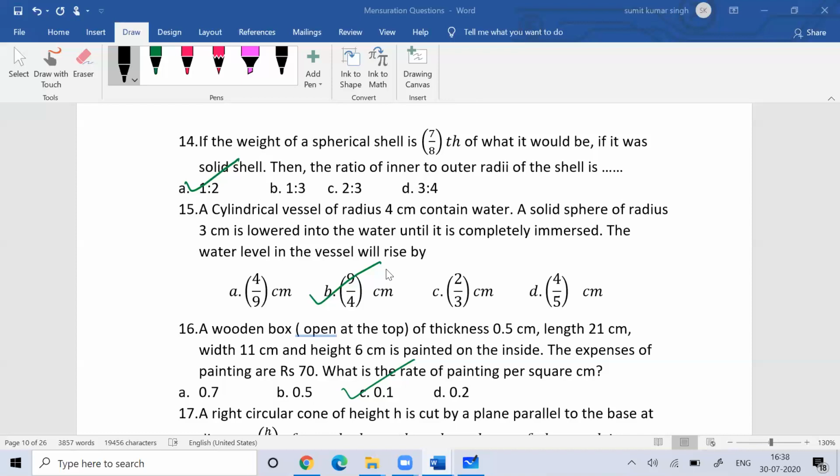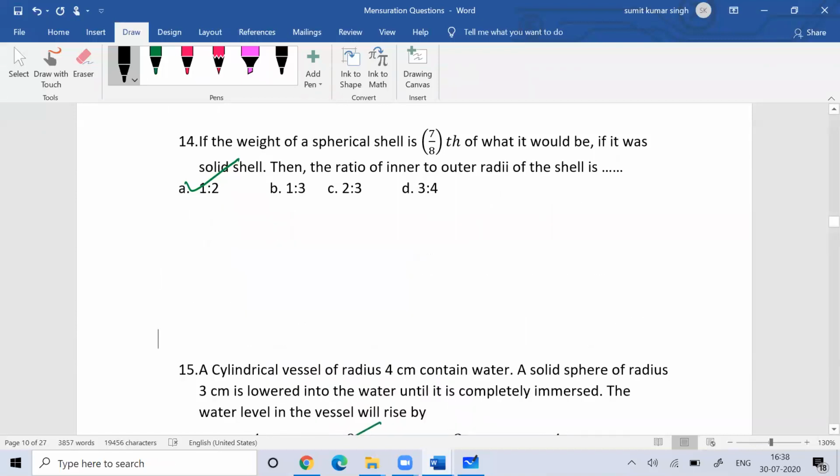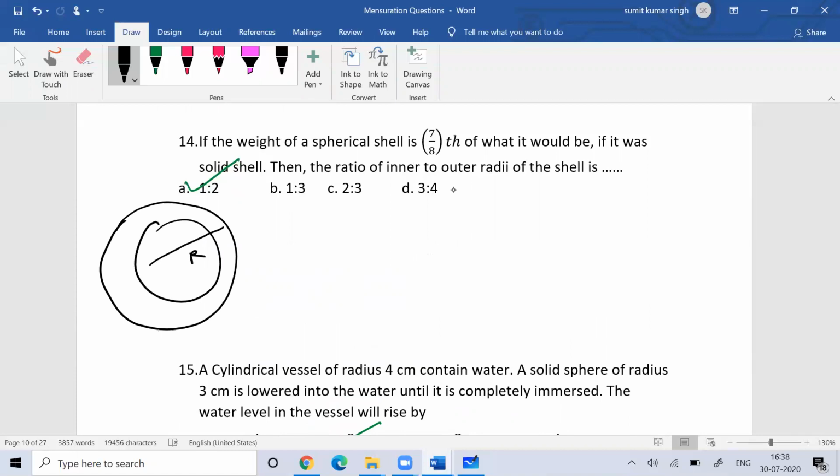Now you can see question number 14. If the weight of a spherical shell is 7 by 8 of what it would be if it were a solid shell, then what is the ratio of inner to outer radius of the shell? So you can understand this. If the weight of the spherical shell is 7 by 8 of the solid shell, so this is our capital R, and suppose this is small r.